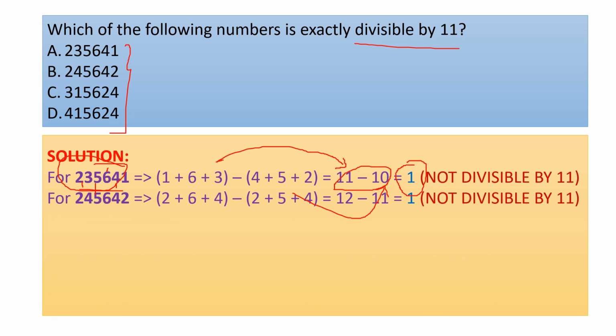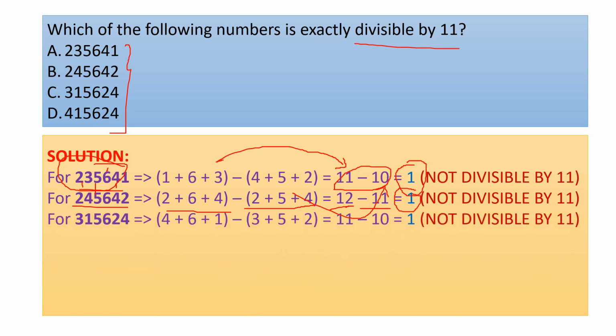Next I am checking the second option. I am taking 2, 4, 5, 6, 4, 2. Similarly, I am writing the values at the even places and the odd places, and taking the sum. The sum of the digits at the even places gives 12, and the sum of the digits at the odd places gives 11. On subtracting this, we are getting 1, which is also not divisible by 11. So option B is also not correct.